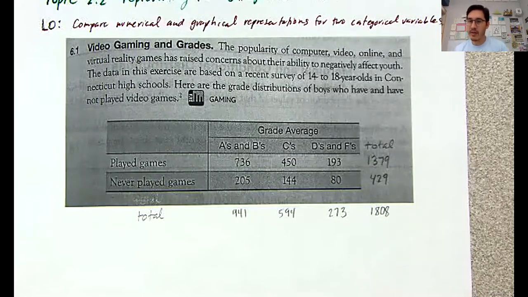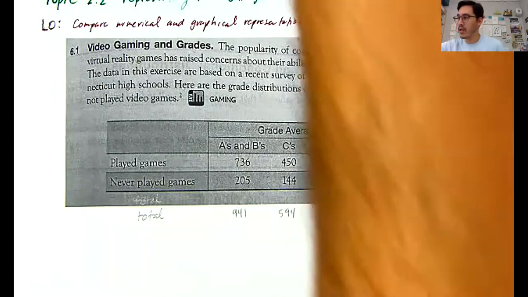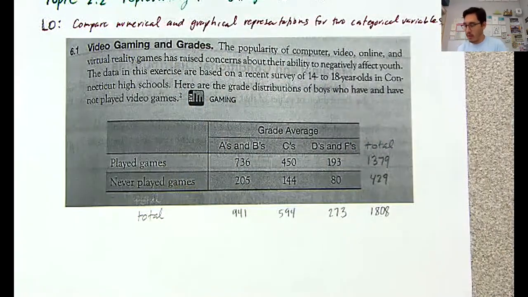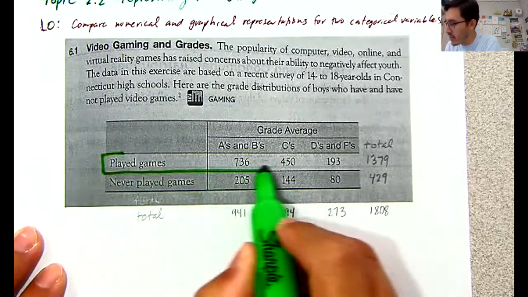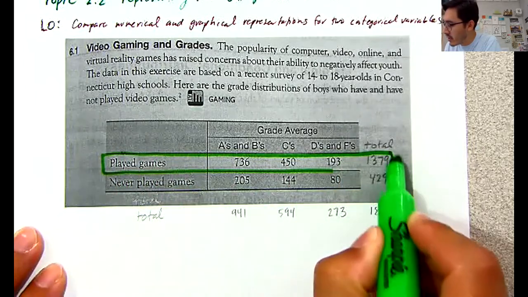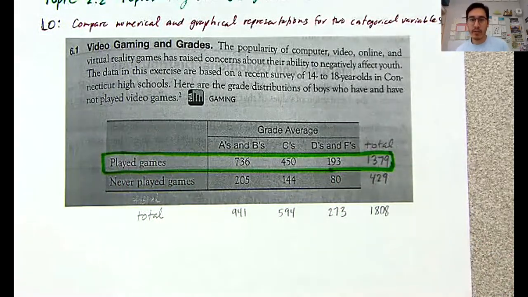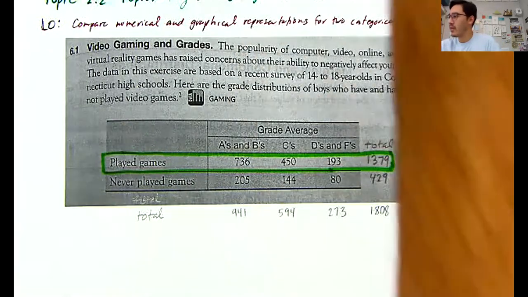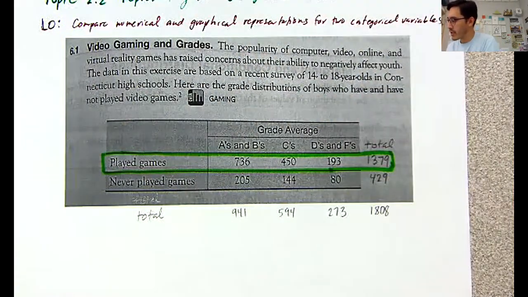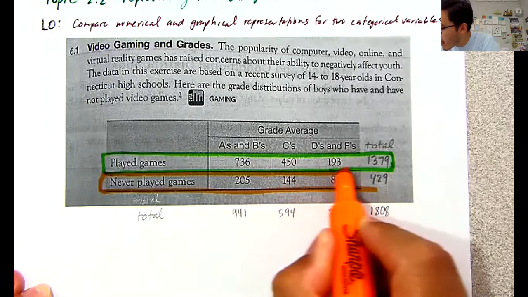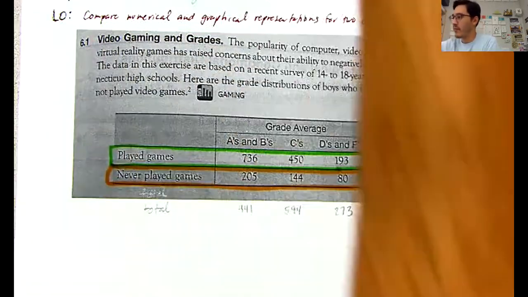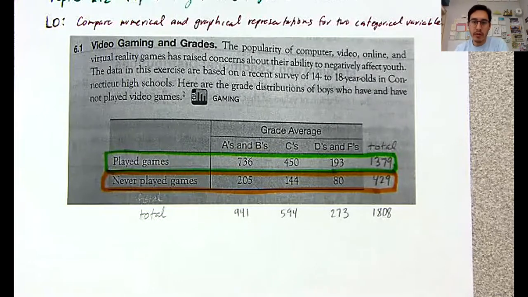Now, if I think about how this data was collected, it's really data about two subgroups of boys: boys who played games and boys who didn't play games. So to help me, I'm going to use some coloring here to distinguish between the two subgroups. So we have in green our first subgroup of boys, those who play games. And then we'll use some other color, maybe like orange, to distinguish the subgroup of boys who didn't play games.